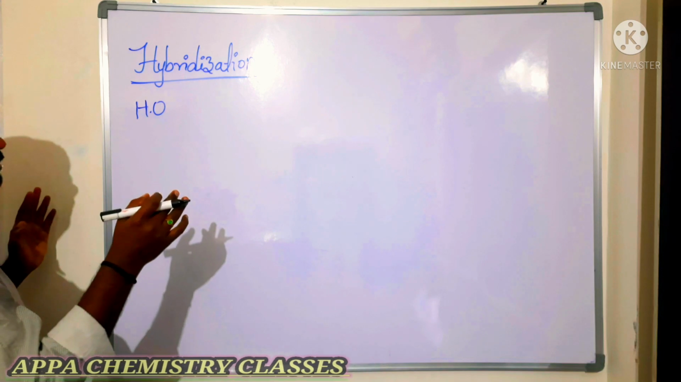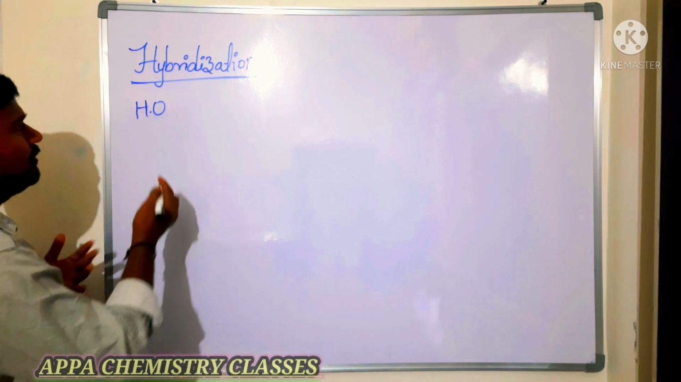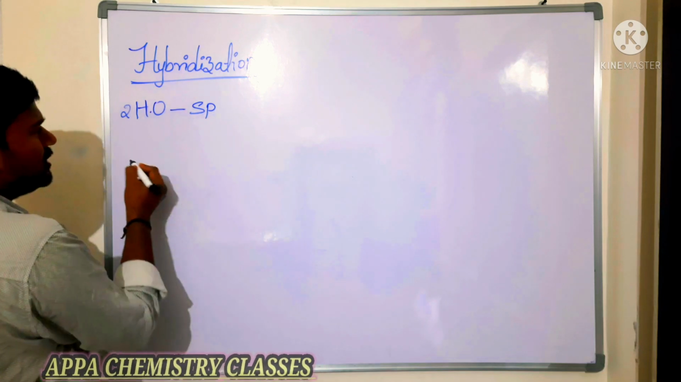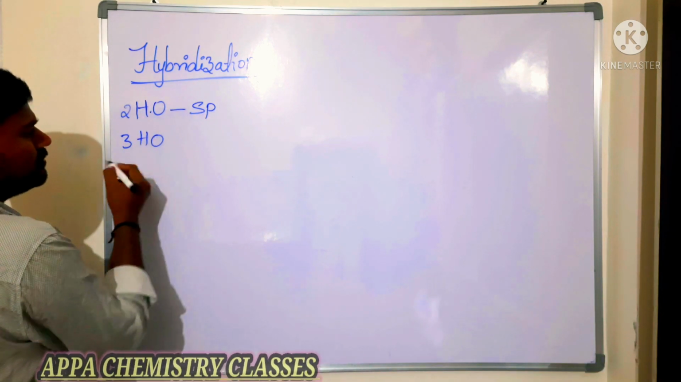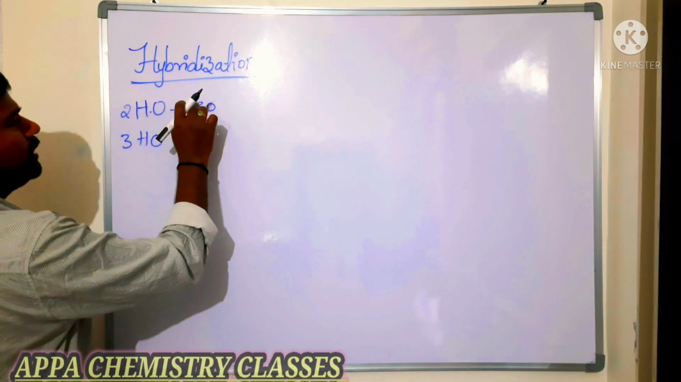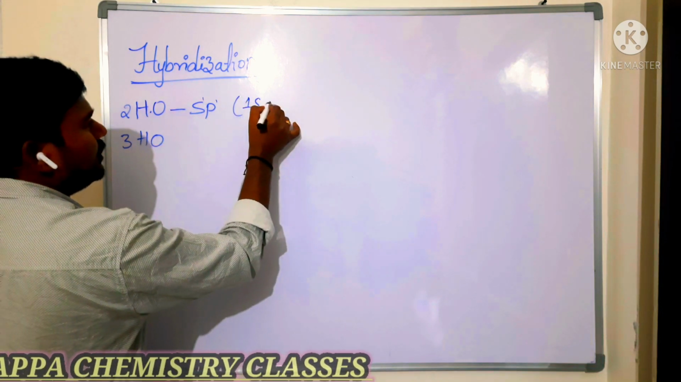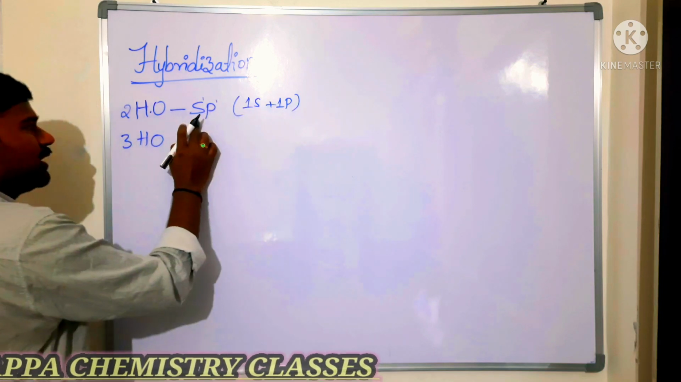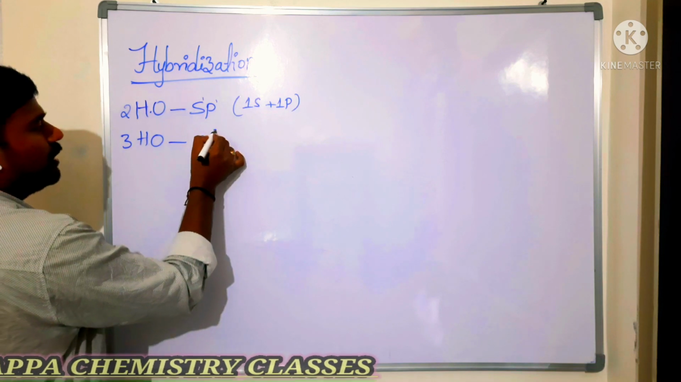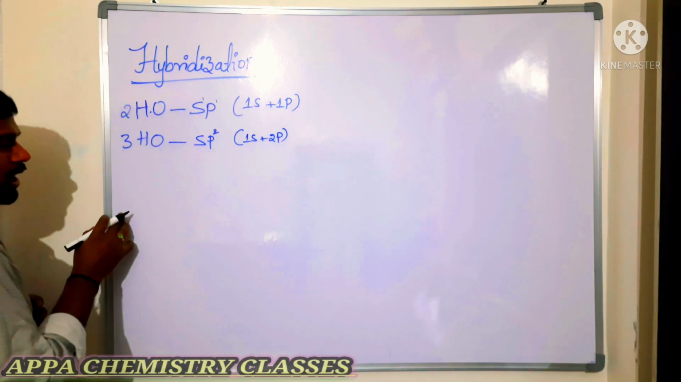First, the hybrid orbitals. Based on the hybrid orbitals, what types of hybridization are possible? If we have two hybrid orbitals, it is sp hybridization, which includes one s orbital and one p orbital, so s power 1, p power 1. Three hybrid orbitals means one s orbital and two p orbitals are involved in hybridization.